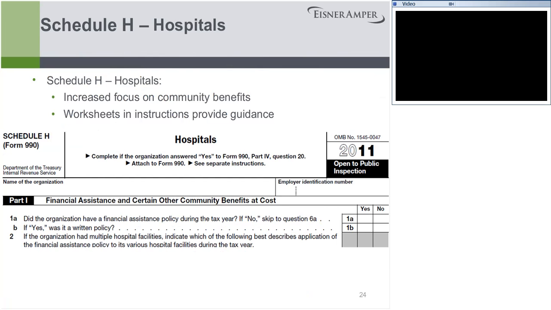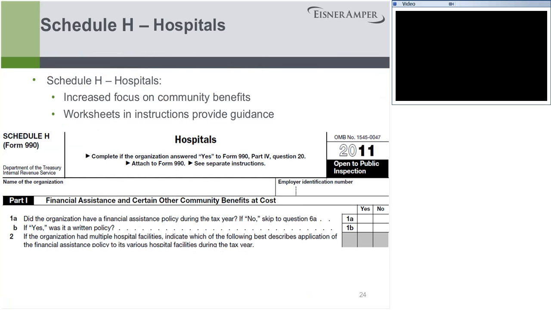Schedule H as in hospitals. So this schedule causes a lot of headaches. When the 990 was originally rolled out, this schedule in particular was mostly grayed out. And so a lot of the questions didn't have to be answered right away. And the IRS has slowly started to ungray sections. So as the years have gone by, more and more parts of Schedule H have started to get filled out.